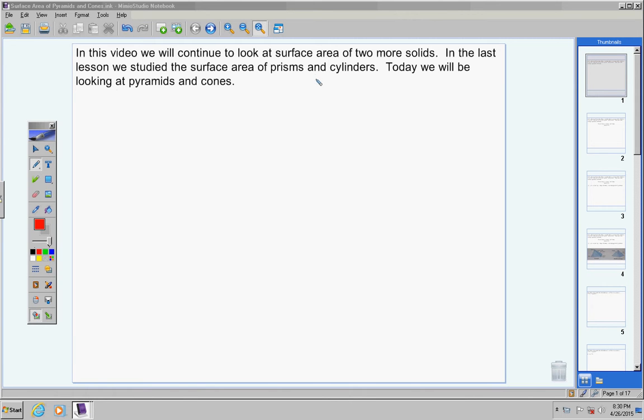Now, we've learned how to find the surface area of some other solids. Today, it's going to be two more solids. In the last lesson, we studied prisms and cylinders. Today, we will be studying pyramids and cones, okay? So these two solids are what we're going to be looking at today when it comes to surface area.